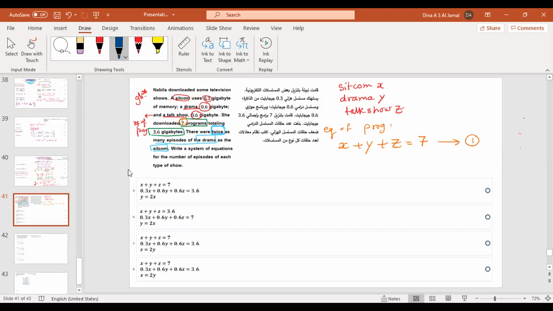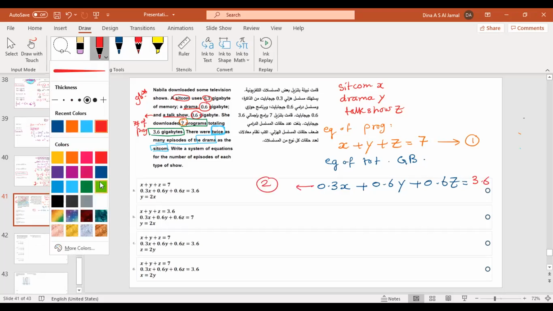He told me what the gigabytes for each of them is and what the total gigabytes is. So the equation of total gigabytes means she used 0.3 for each sitcom, that means 0.3 times X, and 0.6 for each drama and 0.6 for each talk show. And the total gigabytes was 3.6. So that is your equation 2.